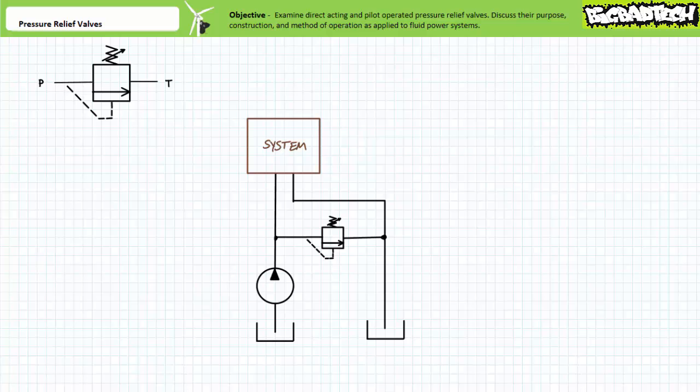discharge port T. The P port on a pressure relief valve is ordinarily routed to a system under pressure, typically right next to the pump. The T port on a pressure relief valve is ordinarily routed to the tank or reservoir. Alternatively, these are also known as the primary and secondary ports of the pressure relief valve.